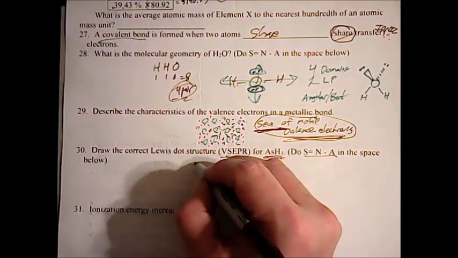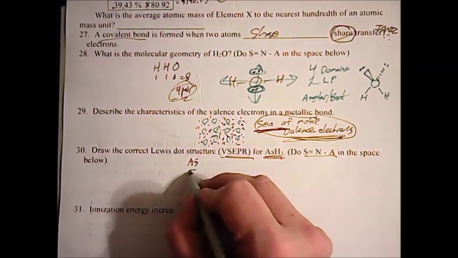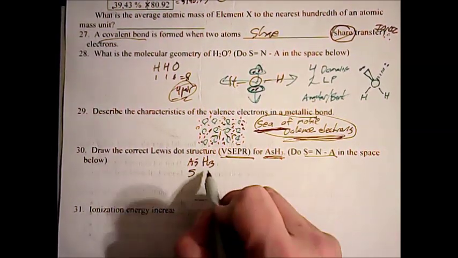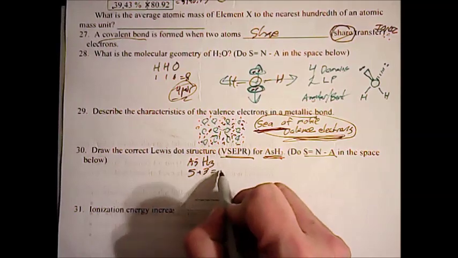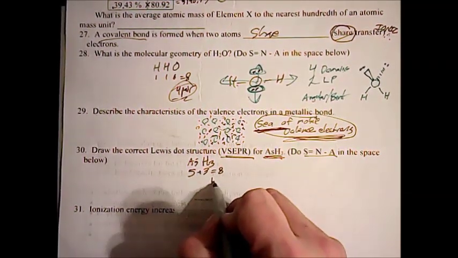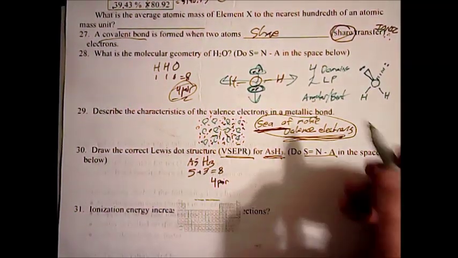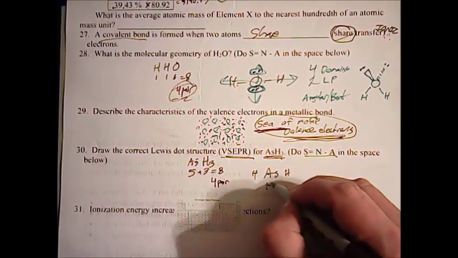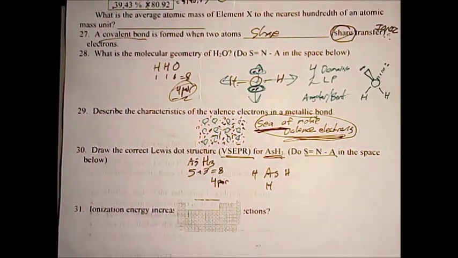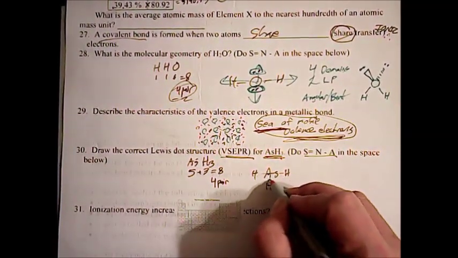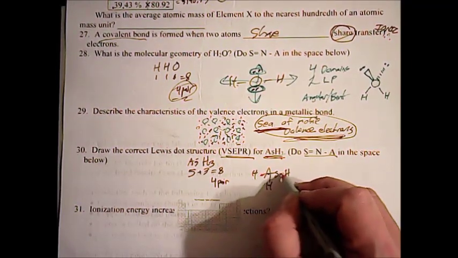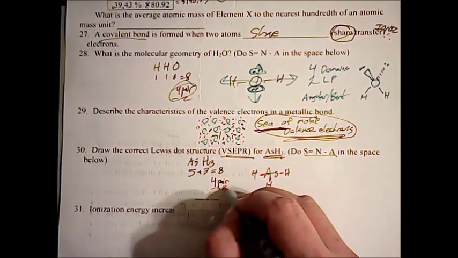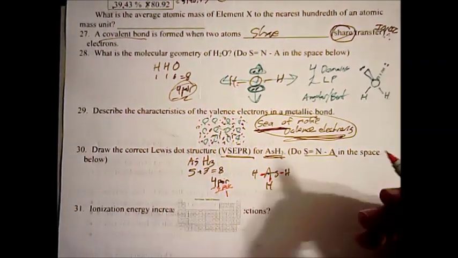So we'll start with As has 5, and then we have H3, so each of those has 1, so we'll add 3 to that. So we end up with 5 plus 3, that's 8, which means we have 4 pair. So we can do our As, and then we'll do our H, and our H, and our H, around that. The next thing we'll do is we'll throw in our bonds. 1, 2, 3. Well, if I can draw them. There we go, 1, 2, 3. So take away 3 pair. And that leaves us with 1 pair left over.